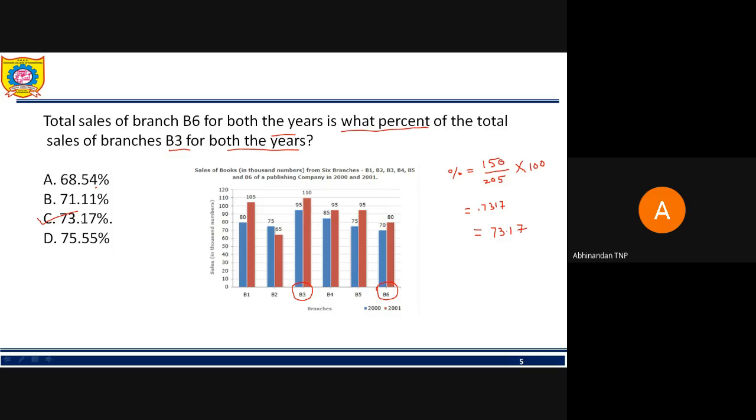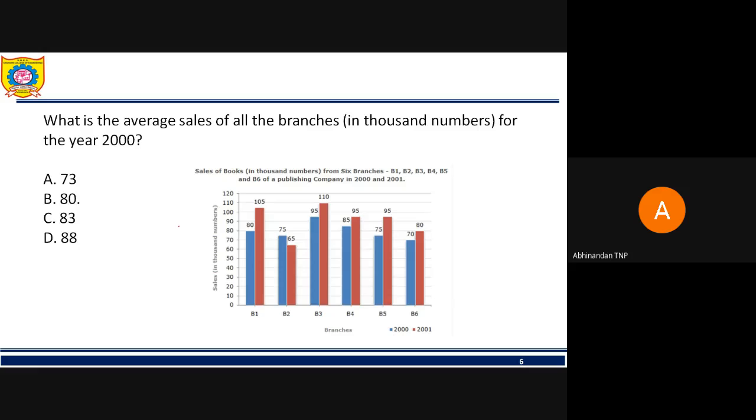Right? So how simple it is, just add the numbers and find out the percentage. By adding the numbers, you find the answer. But in the exam, you have to be very quick while solving these problems. Next, what is the average sale of all branches for the year 2000?